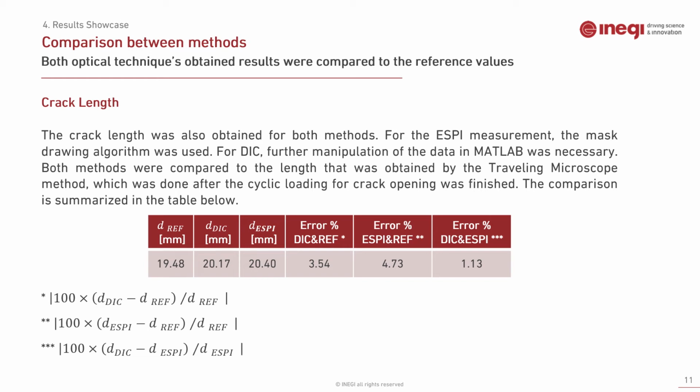The results are all extremely close, with the highest difference being between ESPI and traveling microscope method. The error between DIC and DSPI is extremely small, and the disparity between both DIC and ESPI values with the traveling microscope value may be explained by the repeated loading of the specimen, which might have expanded the crack.